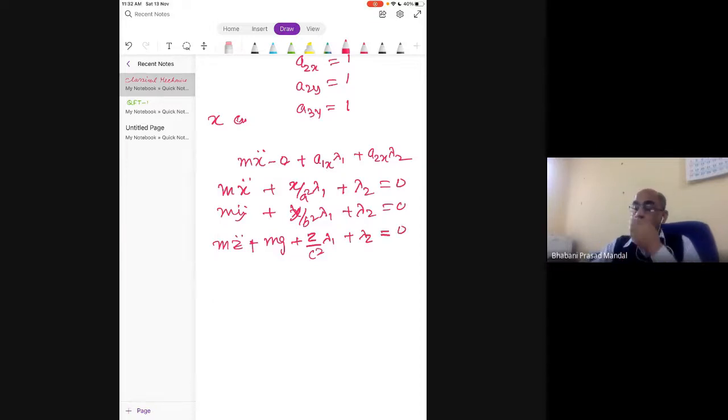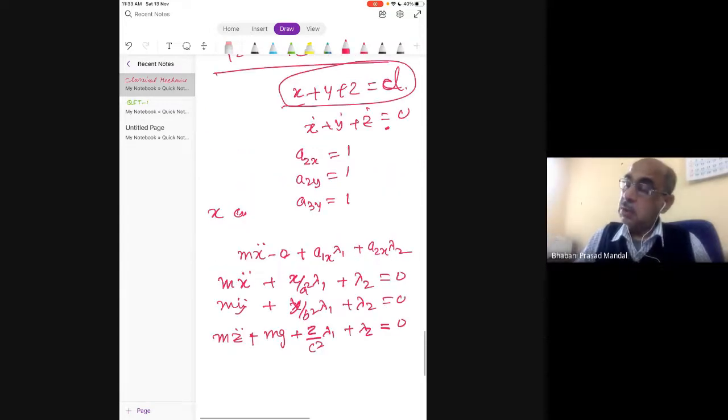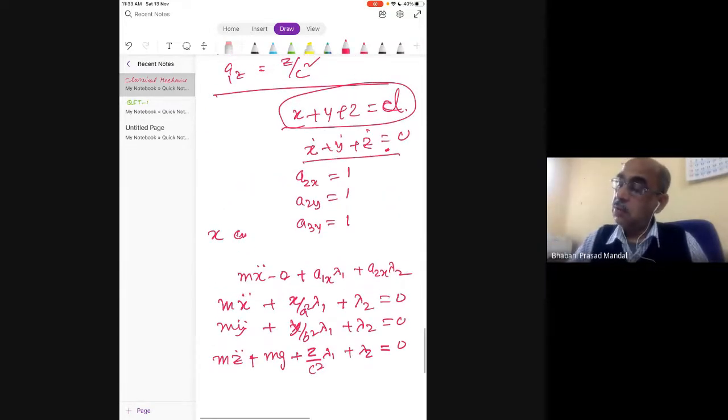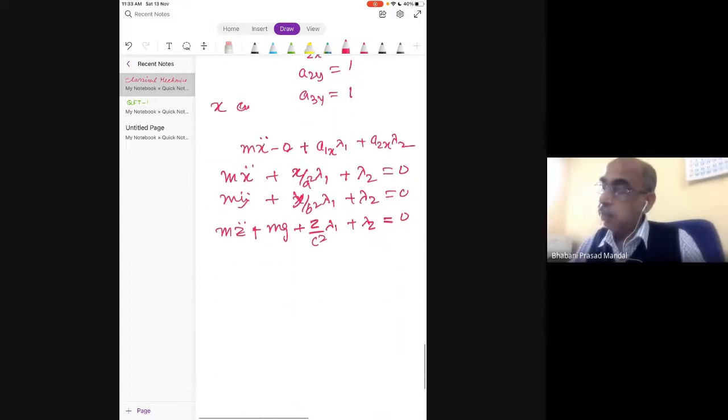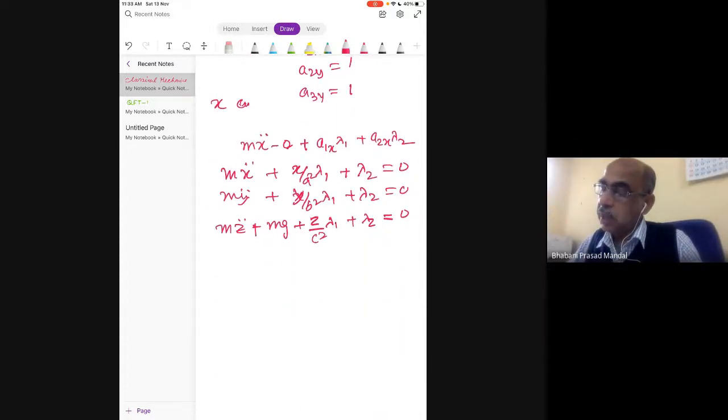So these are the 3 equations, and there are 2 lambdas which you have to eliminate. Together with the 2 constraint equations, that makes 5 equations. From these 5 equations, you use 2 of them to eliminate lambda, and then you have 3 equations in 3 variables x, y, z. I think you know how to calculate this.